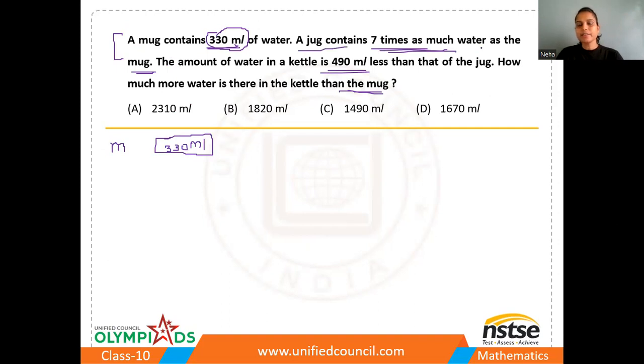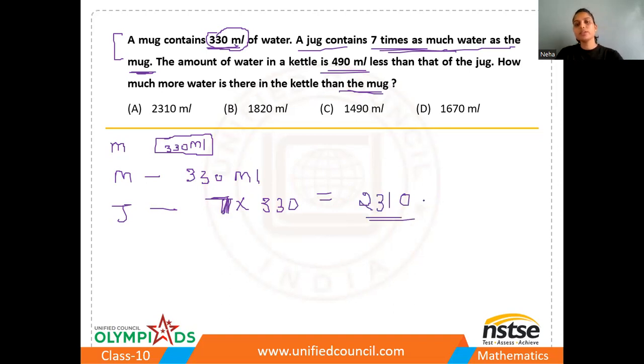A jug contains 7 times as much water as the mug. Okay, so a mug has 330 ml of water. Now what about the jug? The jug has 7 times of this. That means 7 multiplied by 330, which is equal to 2310 ml of water. This much water we have in the jug. Clear? Alright, two lines are solved.